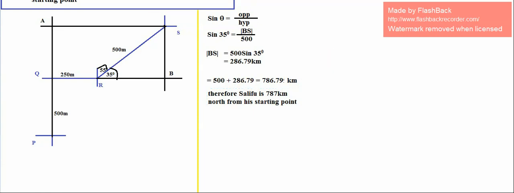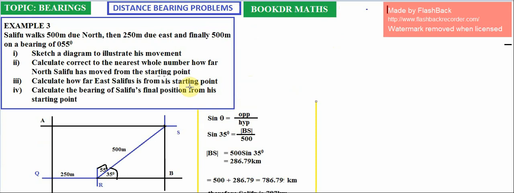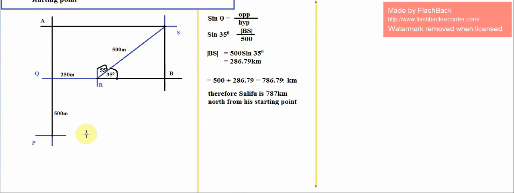Let's go to another question, the next sub question. It says, calculate how far east Salifu is from his starting point. So this is the starting point. If you want how far east he is, we'll stretch this dimension, then we'll extend the south, and they will meet. Then we'll calculate for this dimension.